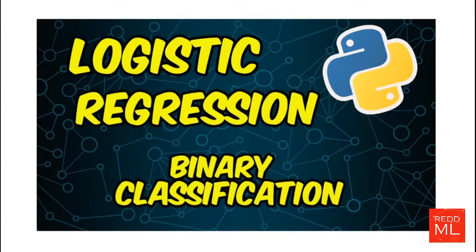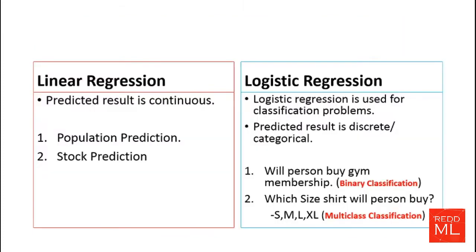Today we'll be doing logistic regression with binary classification. Let's go ahead and check that out. Previously, in the previous video, we did linear regression. Linear regression is used when the predicted result is continuous, as in the number changes. For example, stock prediction, population prediction.